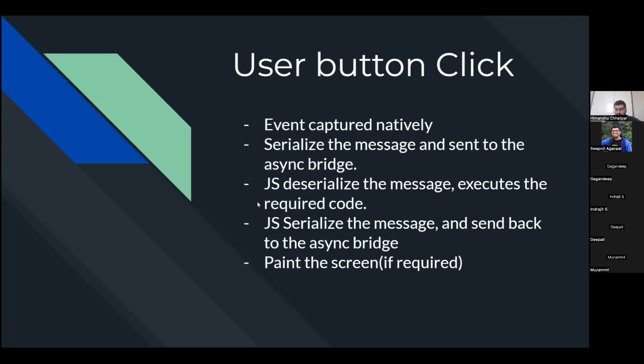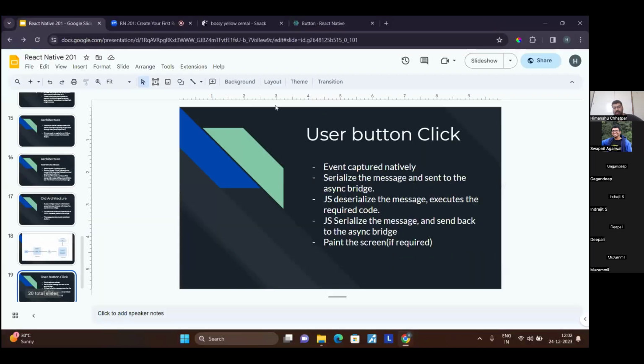When you update that state, reconciliation happens and React figures out that you need to update the UI too, that you need to paint on the screen. So JS serializes the message again, saying I need to paint this, and sends it to the async bridge. Once it is passed back to the native world, native sees that it needs to paint the screen, so it goes and paints the screen. Okay, so this is the old architecture.